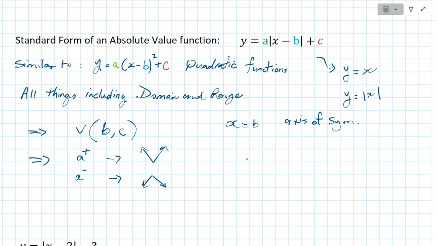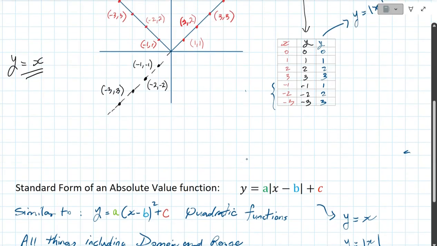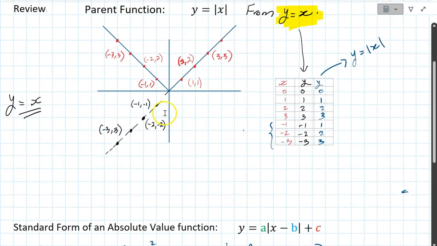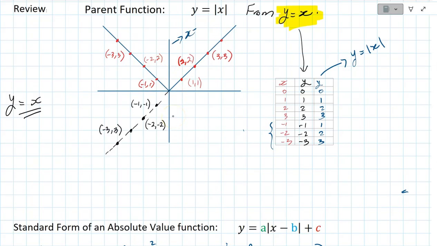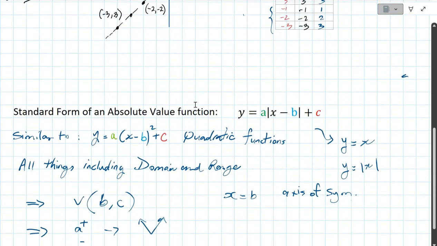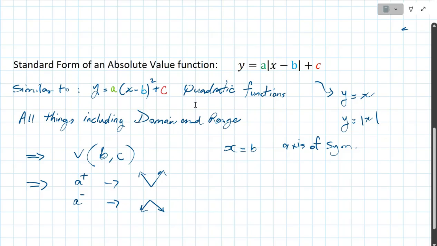So as you can see, same as parabolas or quadratics, the V-shaped graph is a symmetric graph where the line, this is the y-axis line or x equal to 0 line, right? The equation of the y-axis is x equal to 0, by the way, in case you don't know. That is the equation of the axis of symmetry for this absolute value function. So x equals b is the axis of symmetry equation.